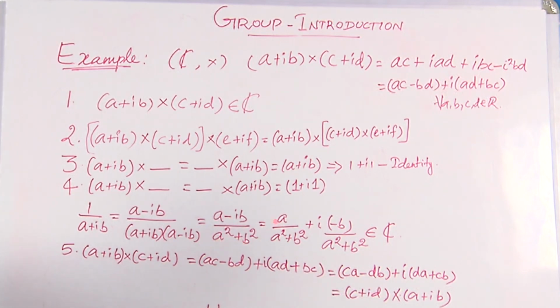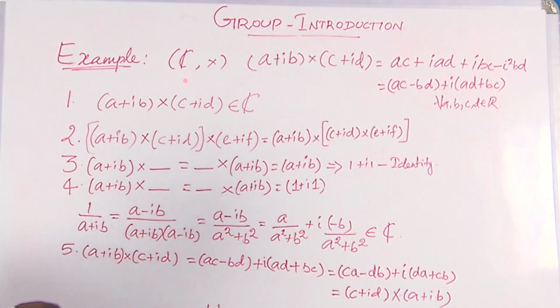Now, this can be written as the real part and the imaginary part. So, a by a square plus b square, the real part, plus the imaginary part i into minus b by a square plus b square. So, this is a complex number, therefore, 1 by a plus ib always exists.